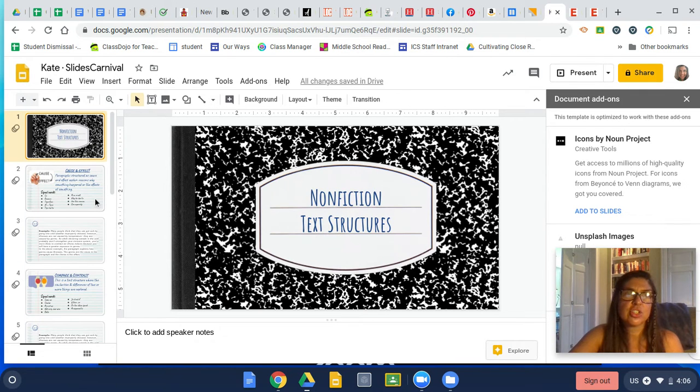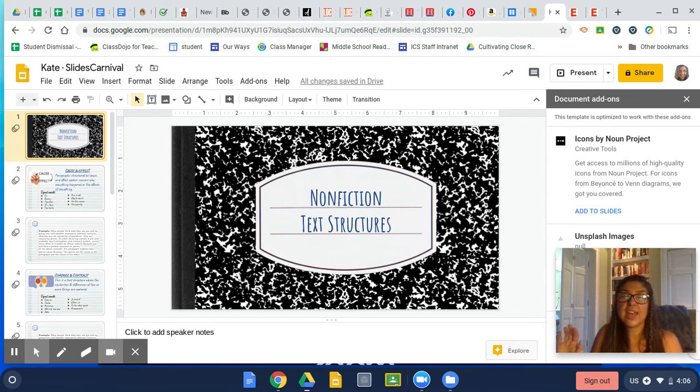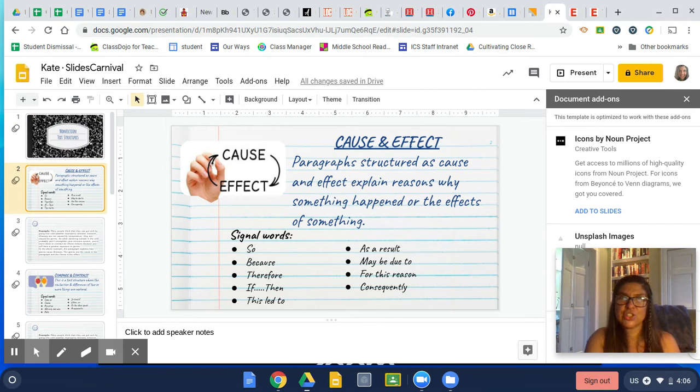Nonfiction text structures. What are those? These, by all means, are not the only structures that a nonfiction text might have. They're just really common ones, and they're ones that were presented to you in the video you watched last week as well. So the cause and effect text structure, oftentimes authors will use this when they want to explain the cause and effect of something. Paragraphs are structured as cause and effect, explaining reasons why something happened or the effects of something.